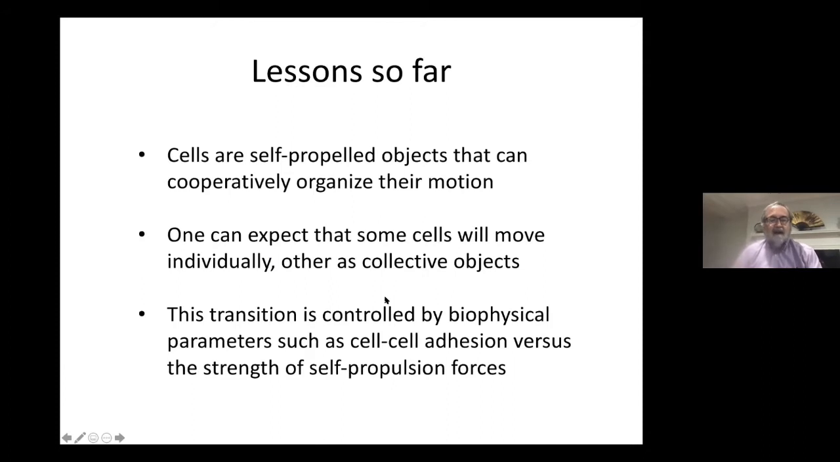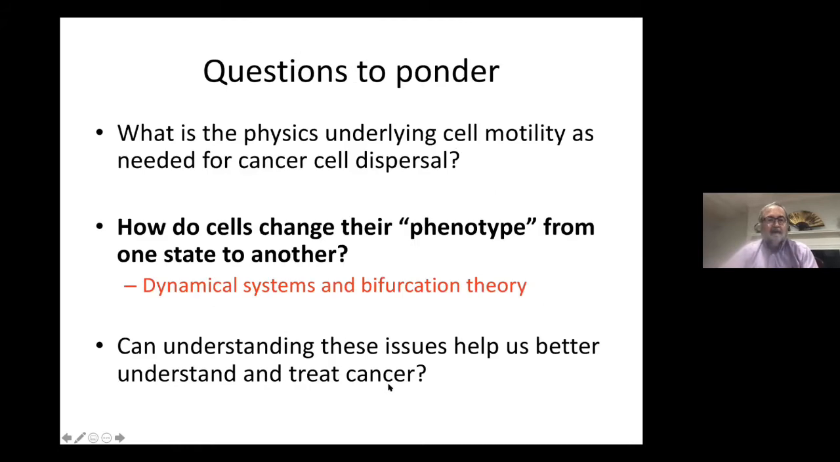So the lessons so far from this whole field, which is a very large field now, of active matter, using cells as a primary example. The lessons are that cells are self-propelled objects that can organize their motion cooperatively under a variety of cases. That means that one can expect that some cells will move individually, as in that original cartoon, but others will move collectively, either just by expanding the whole tissue or under other circumstances by sending out streams of particles away from the primary tumor. And this is controlled by biophysical parameters such as cell-cell adhesion versus the strength of propulsion forces.